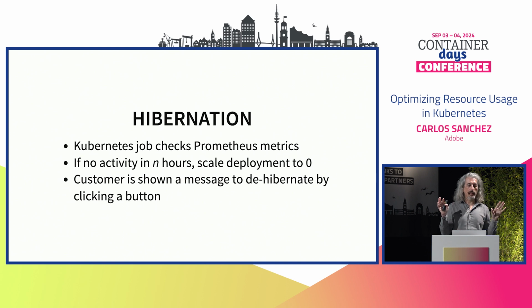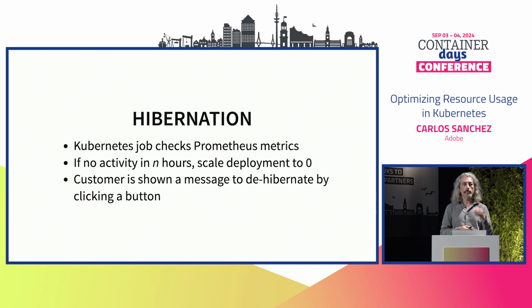We built it in a very easy way. It's a job that checks for Prometheus metrics. If there's no activity in X number of hours, scale down the deployment to 0, and then the customer is shown a message where they can click and say, I want to hibernate this.